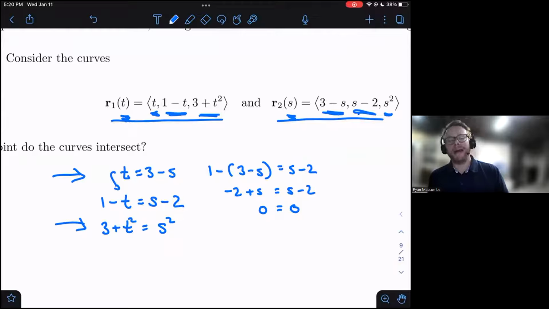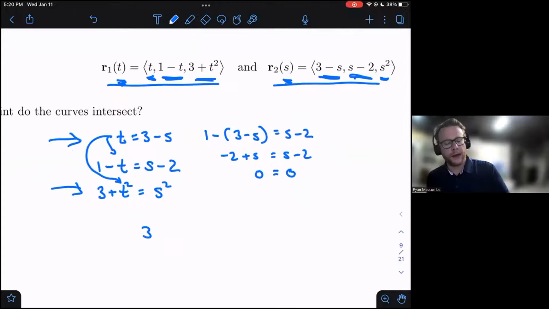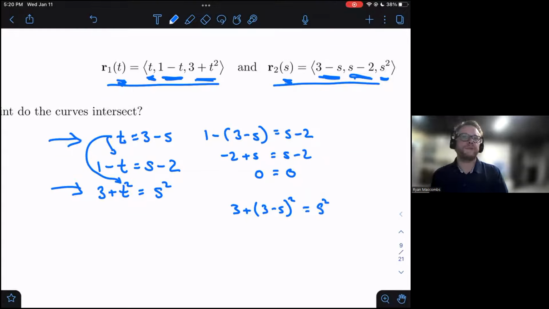So I'm going to do the same idea, right? We have t equals 3 minus s in the first case, and I'm going to substitute that into my third equation instead. Everywhere I see a t, I'm going to put 3 minus s. So let me do it over here. So this is going to be 3 plus, and instead of t, 3 minus s, quantity squared, is equal to s squared.